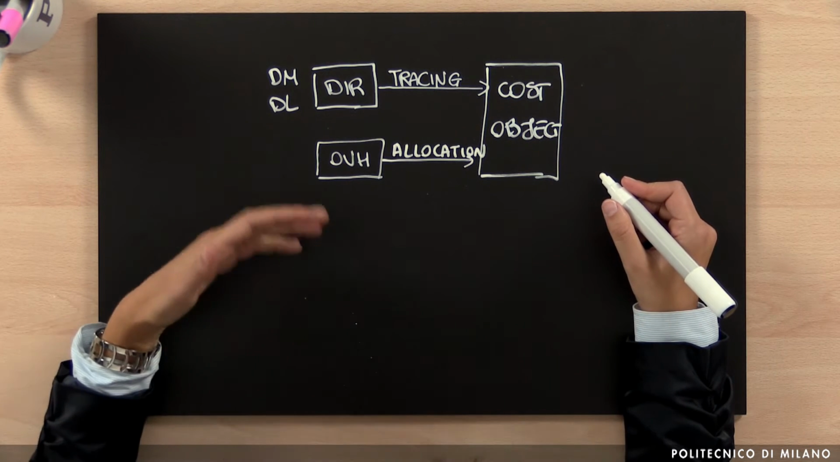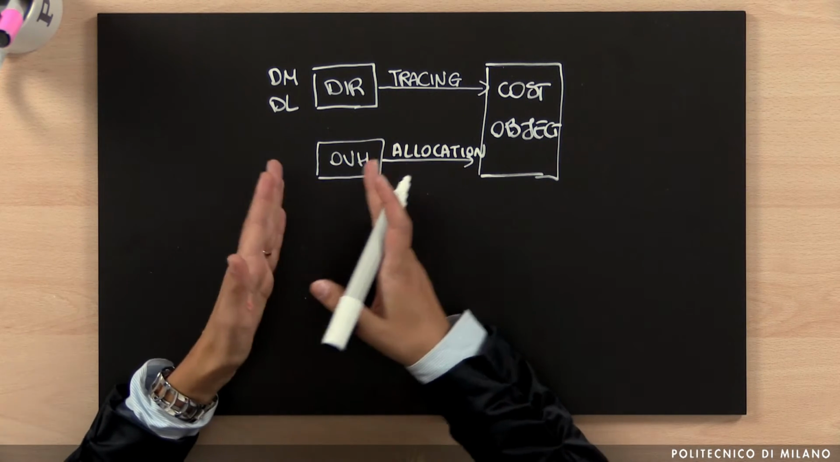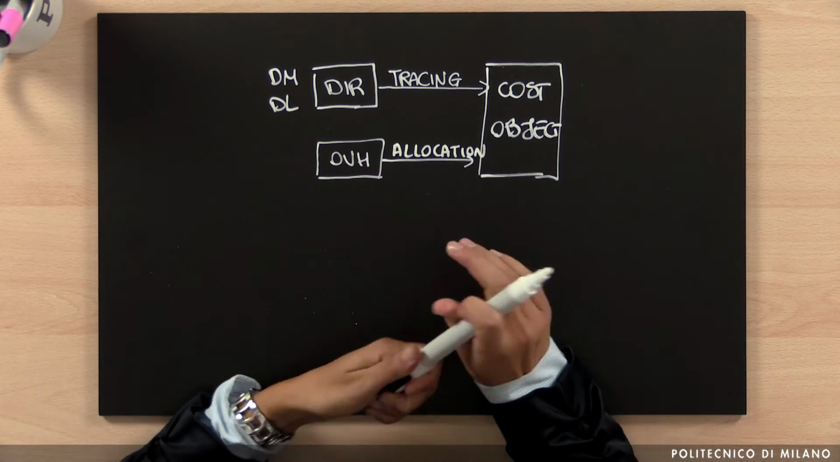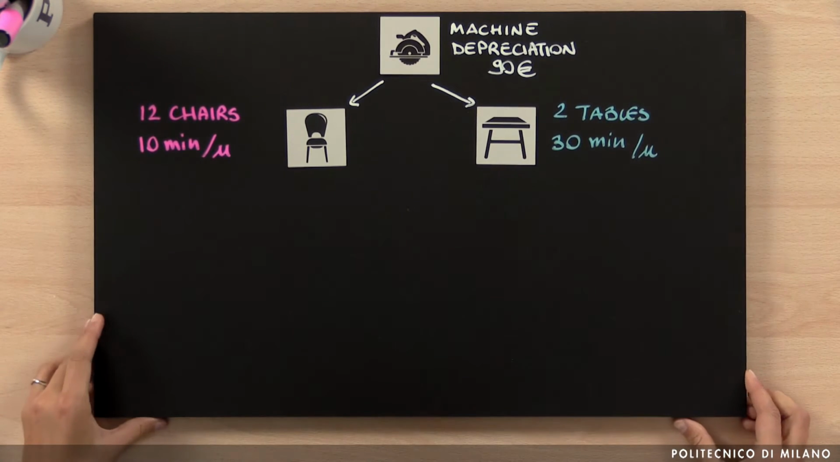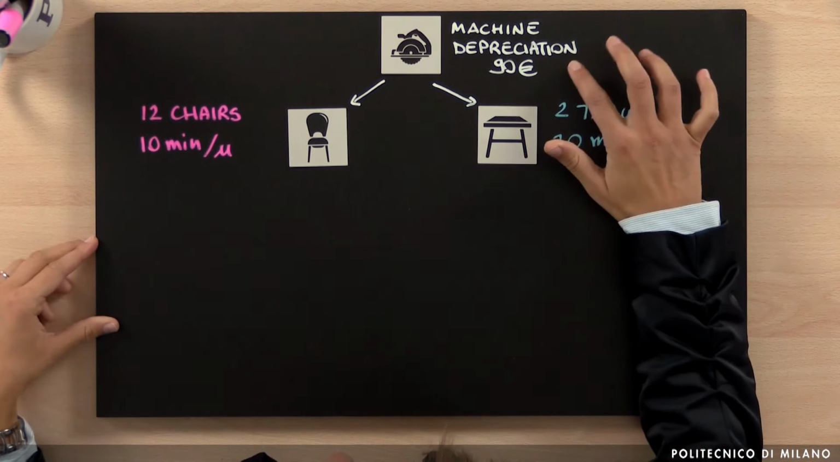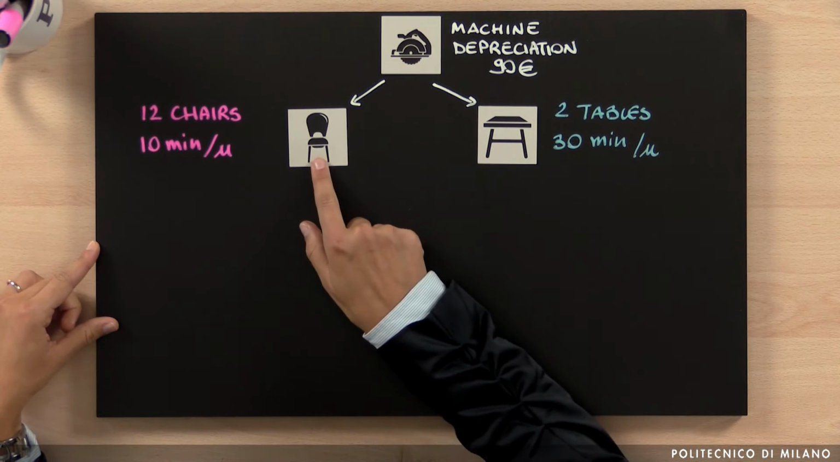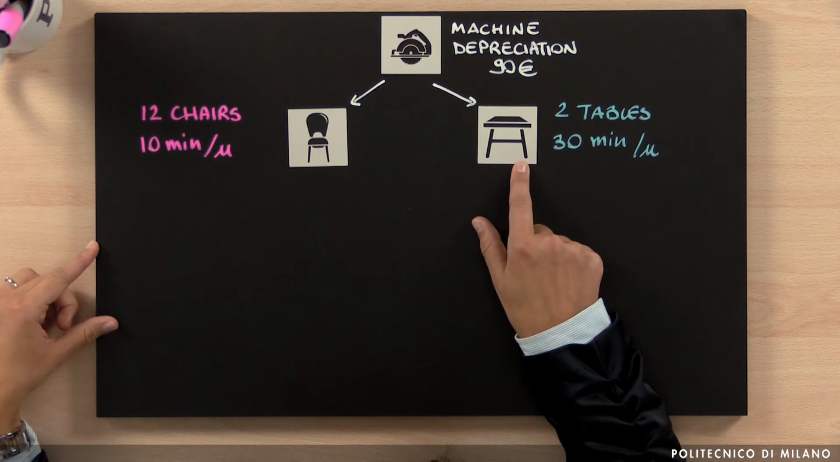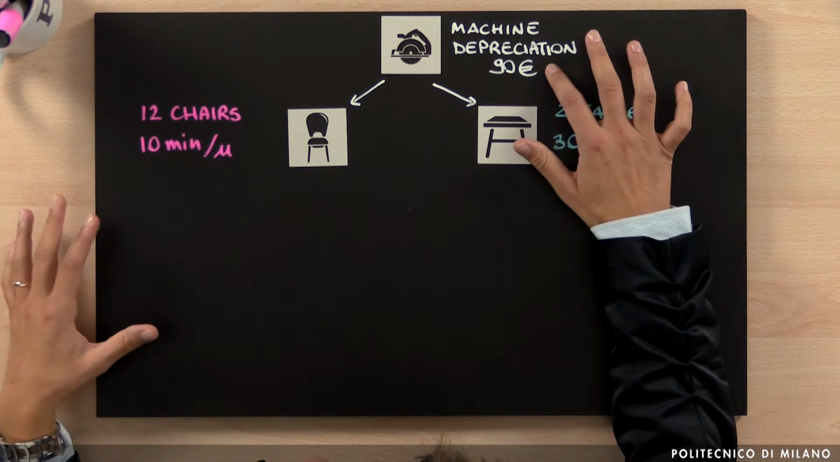So we are introducing subjectivity in order to share the value of this overhead on the final cost object. Let's see how this allocation works with a simple example. Assume that we have this situation. We have a machine, in this case the circular saw, which is used both to realize chairs and to realize tables.